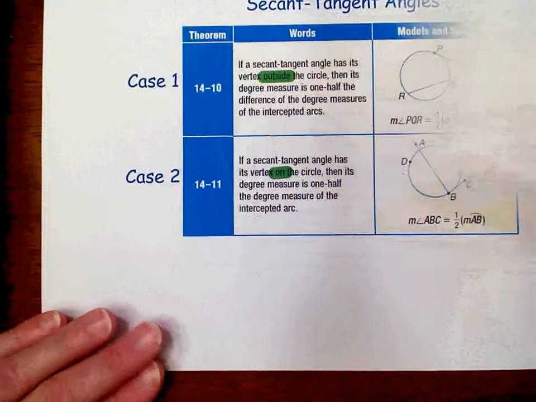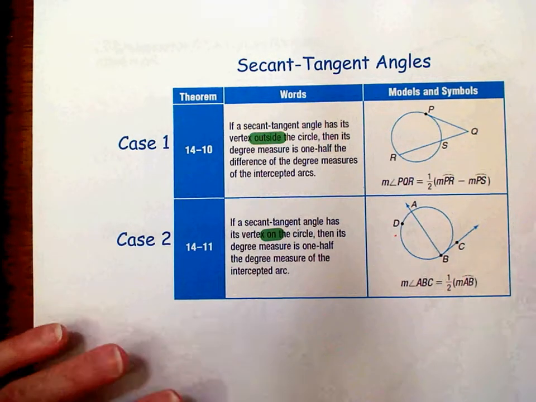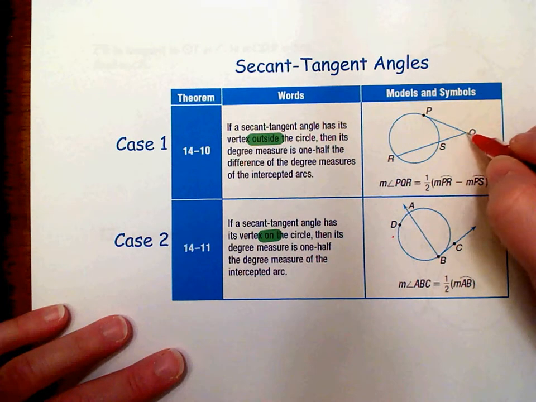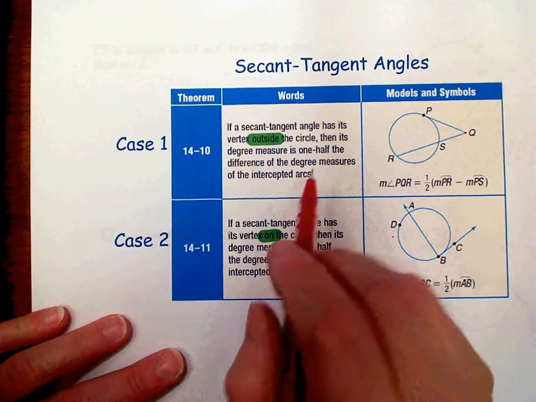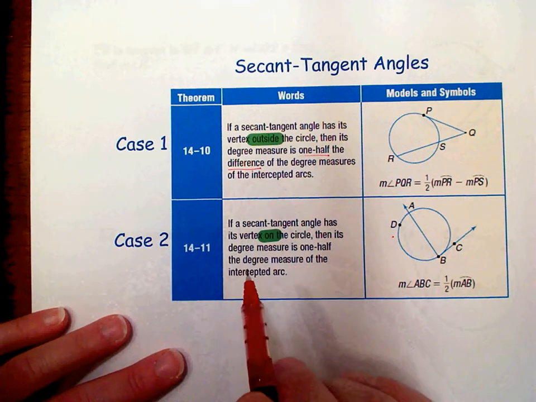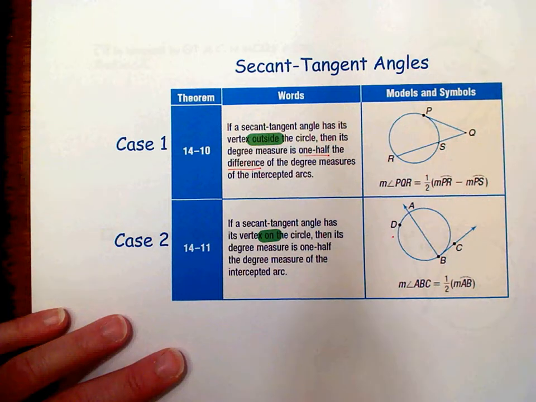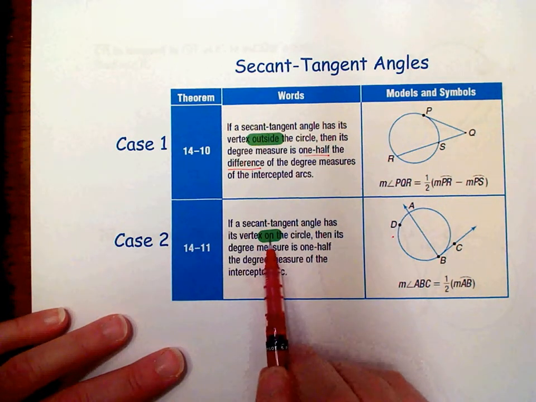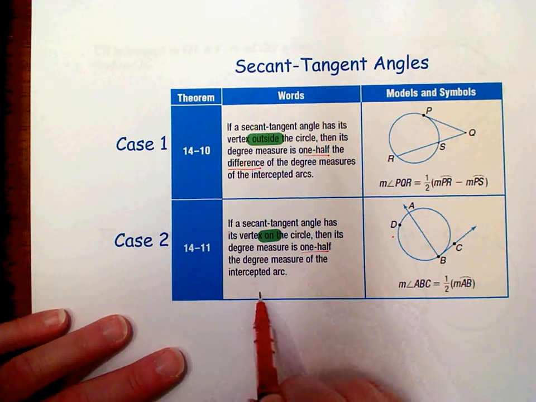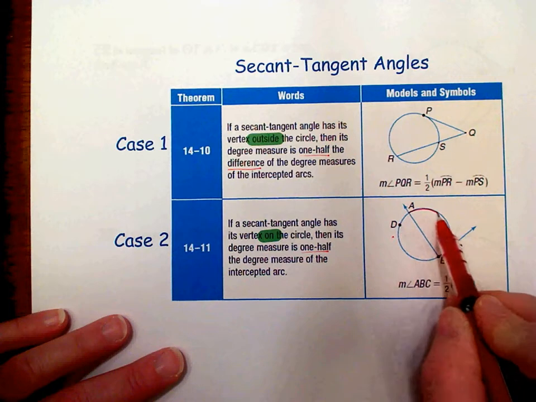So we already talked about the relationships here, but this is in your notes. If you have a secant tangent angle whose vertex is outside the circle, then the degree measure is going to be 1/2 of the difference of the two arcs. So 1/2 of RP minus PS. If the secant tangent has its vertex on the circle, then it is simply half the degree measure of the arc. So the measure of angle ABC is half of arc AB's degree measure.